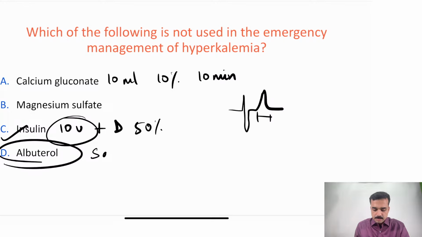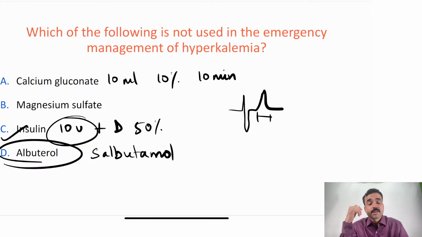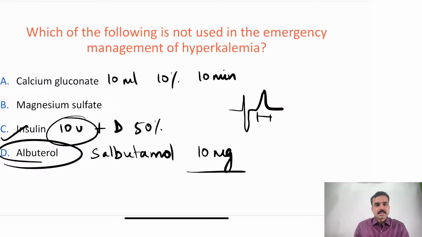Albuterol is the other name for salbutamol. Salbutamol is a beta 2 agonist. So you give salbutamol via nebulization. You give it a higher dose, and that is also 10 milligrams. Okay, 10 to 20 milligrams, but at least 10 milligrams of salbutamol along with 10 units of insulin and calcium gluconate. So everything is 10. Please remember, this is acute management of hyperkalemia.